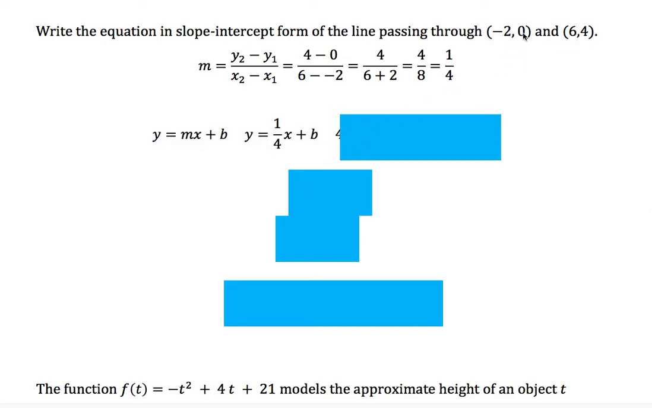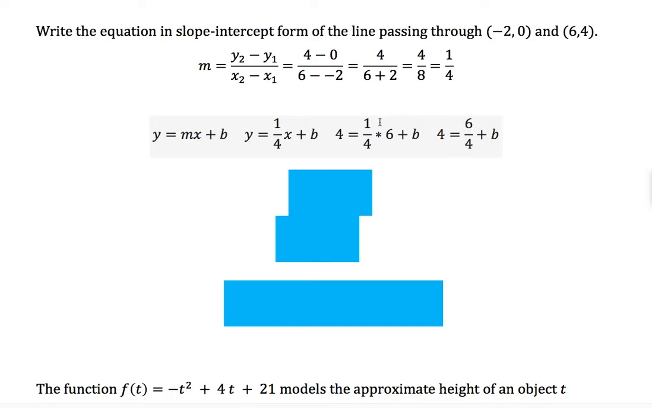So we have 2 sets of coordinate points we can plug into this equation, and it really doesn't matter which set I use. I just randomly picked 6 and 4. The biggest thing to remember is that your y value is going to be 4 and your x value is going to be 6. So I plug that in. So y is 4, 6 is my x value, so 1/4 times 6 plus b is going to equal 4.